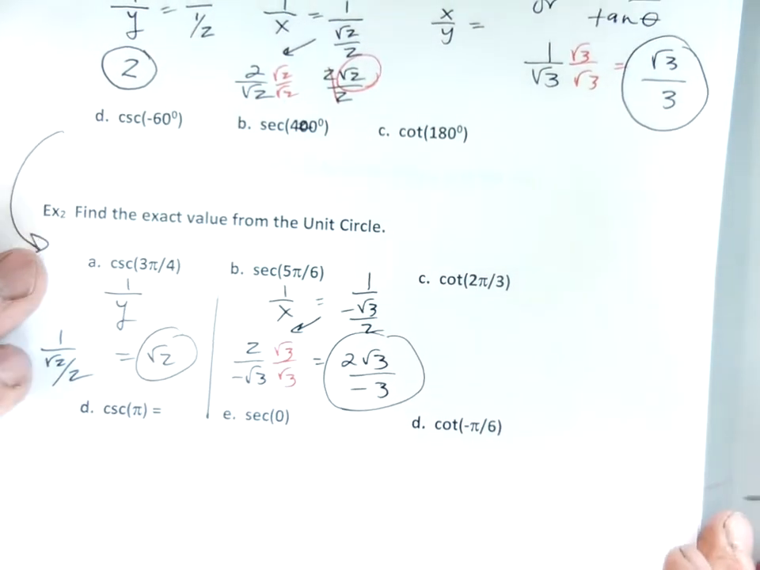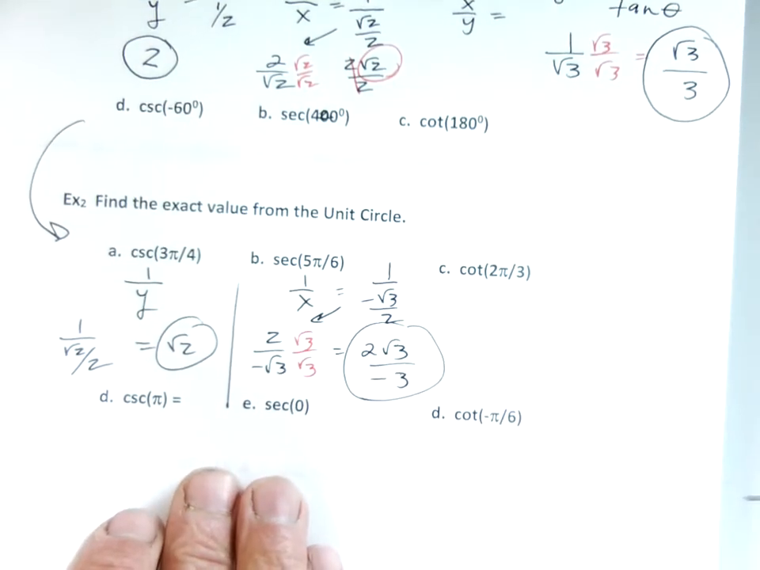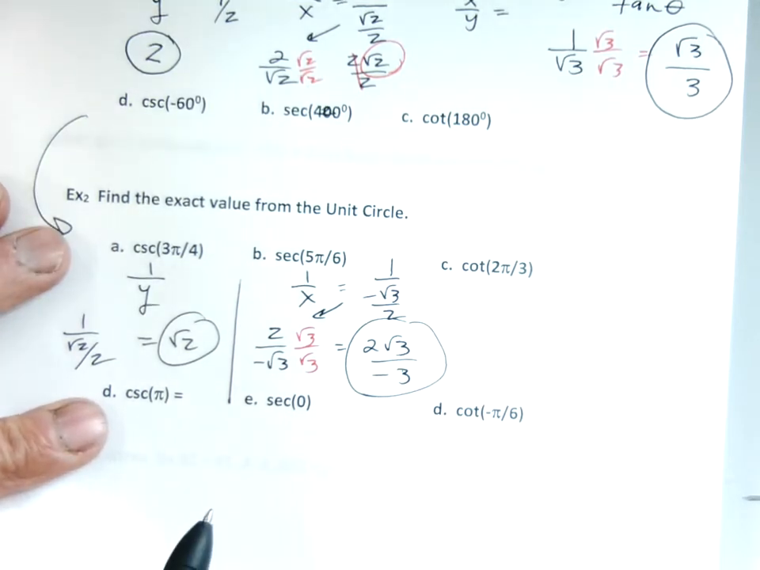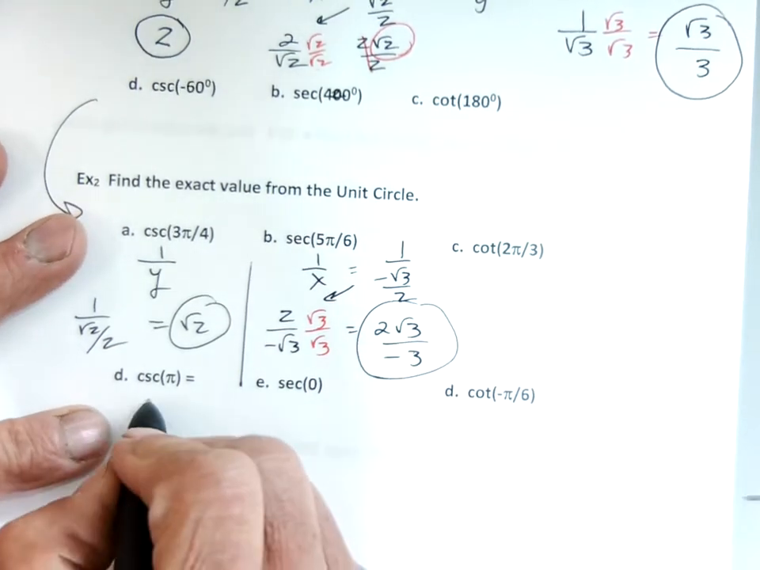Okay, these are the same, okay? You guys okay with that? These are basically the same, okay? It's worth looking at cosecant of pi, though. Is that the one I want to look at? Yes. Cosecant of pi, 1 over the y value.